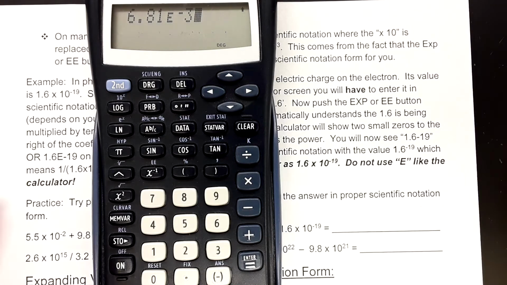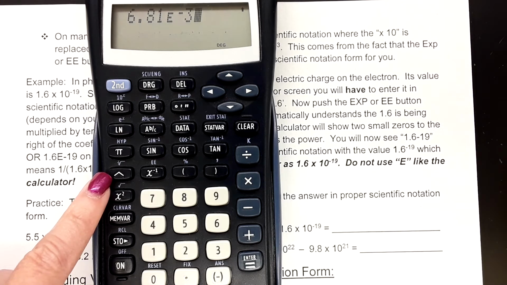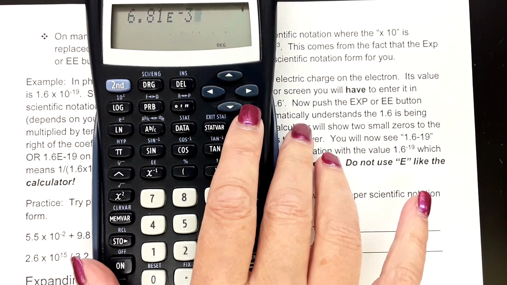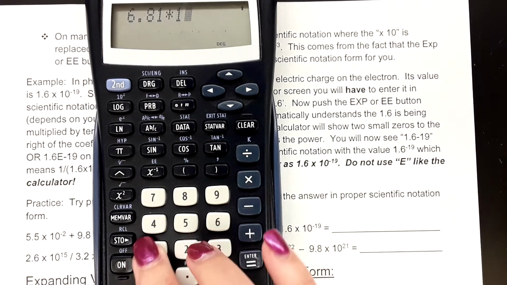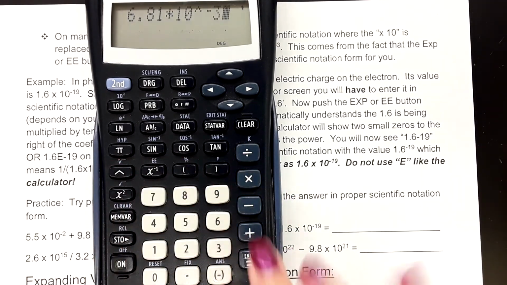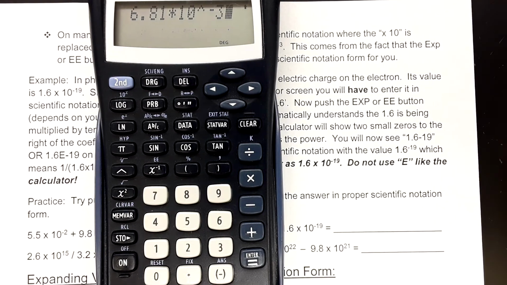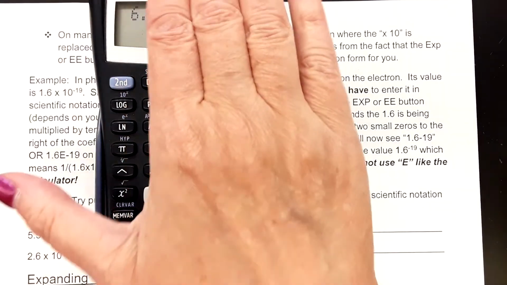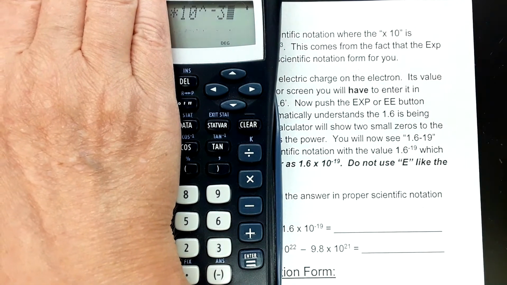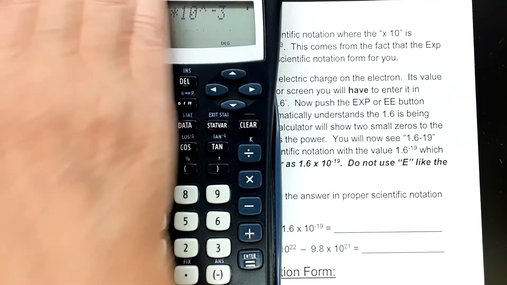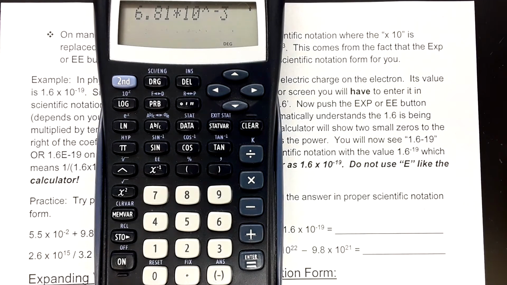Now, I know that a lot of you are used to using the caret. Let me show you what I'm talking about. A lot of you are used to doing this: 6.81 times 10 caret negative 3. Now, yes, that is 6.81 times 10 to the negative 3, but the calculator does not see it as one individual measurement. It sees it as two measurements, 6.81 and 10 to the negative third power, that are being multiplied. It doesn't see it as one measurement.